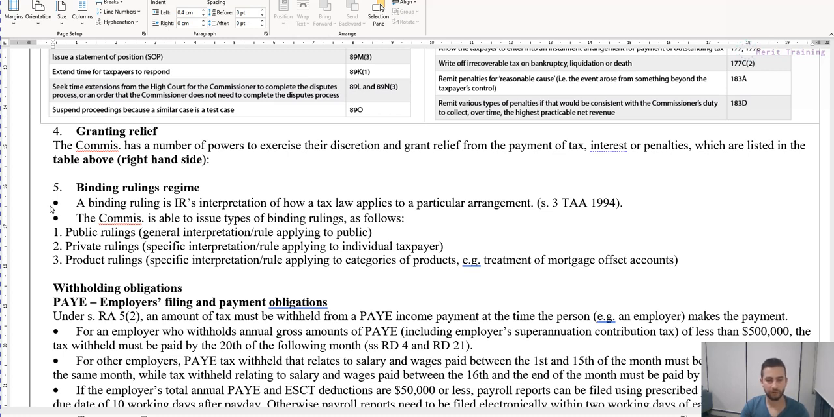And then finally is product ruling. So what this is, instead of applying to a general issue to the public, it's a rule which is applying to a very specific financial instrument or product. For example, I gave the example of mortgage offset accounts. Now this would be an interpretation specifically to a mortgage offset account, whereas the public ruling might be an interpretation on one of the acts maybe, or a treatment of a certain tax issue, whereas this would be a product. Mortgage offset would be the product in this case.